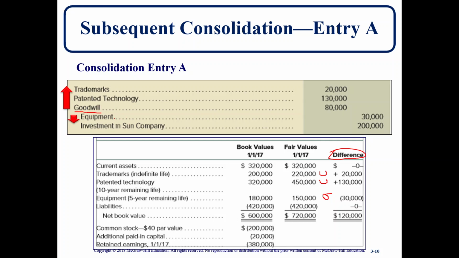And then we have equipment. Now, equipment, we are crediting because the equipment was overstated. So basically our book value was greater than our fair market value, so we need to bring that down to fair value. Therefore, we are crediting the equipment for that $30,000 difference. And then the plug figure goes to investment in Sun Company.